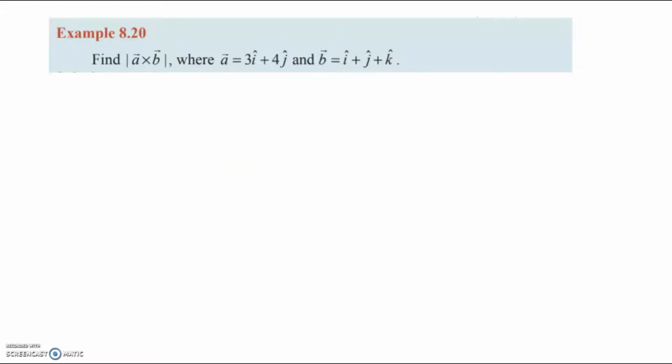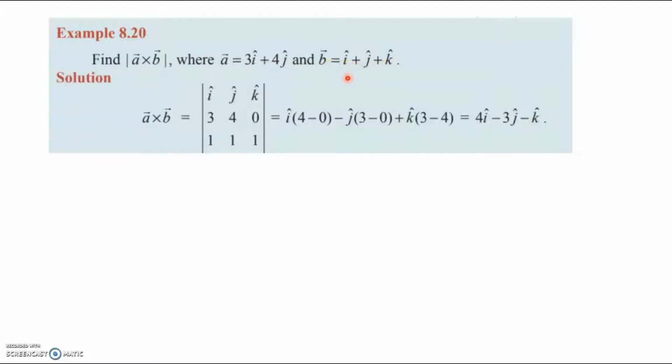In this video, we will see the example problems from example 8.20. The question is, find the magnitude of A cross product with B, where vector A is given by this and vector B is given by this.